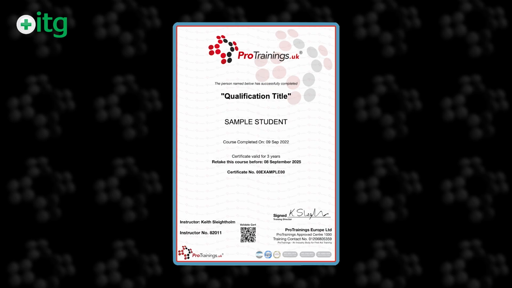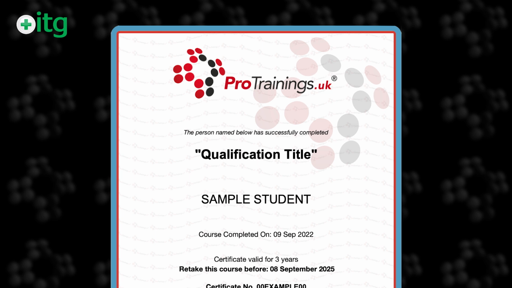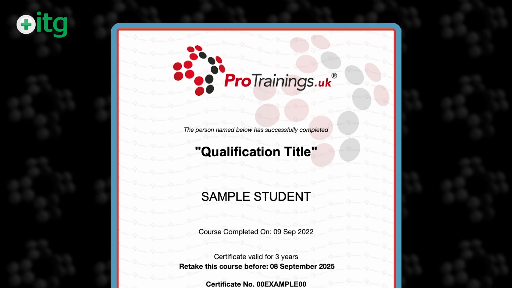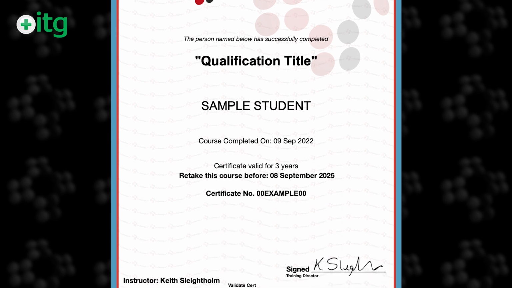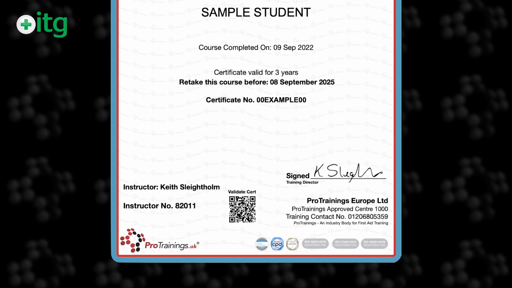Now, with the logo itself, it'll appear at the top of the certificate. Moving down the certificate, it'll have your student's name, the course they've completed, and then at the bottom it will have your name or whoever the instructor was. So if you taught it, it'll have your name as the instructor and your instructor number. If you had another instructor teaching the course for you, then their name and instructor number would appear.